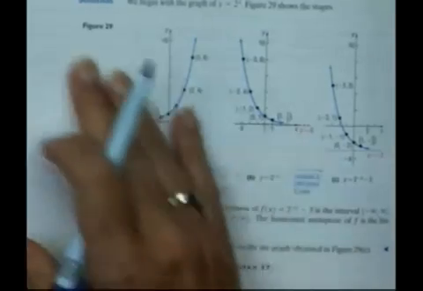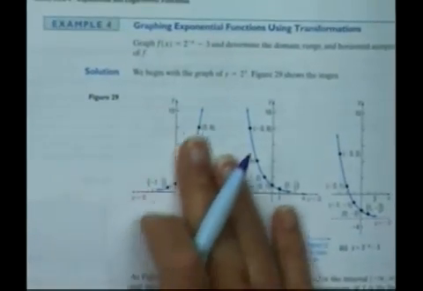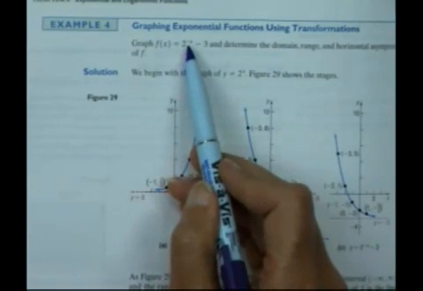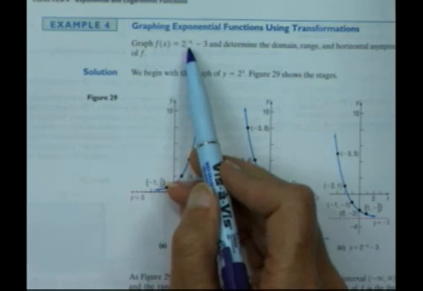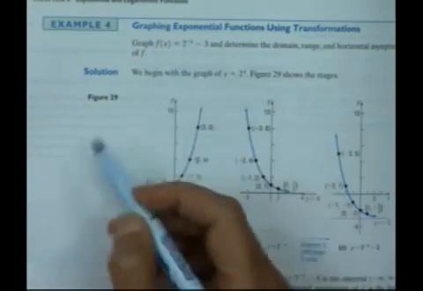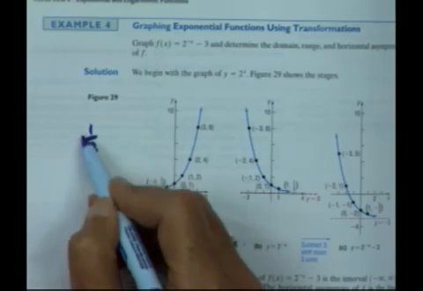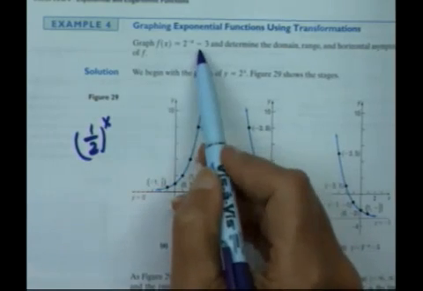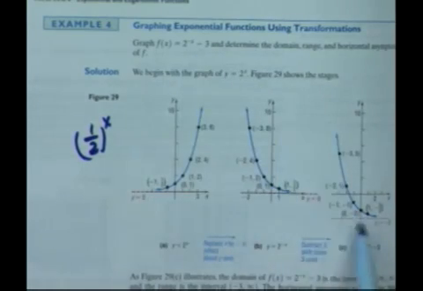Top of page 426, they were doing some transformations of your graph. This was a graph of 2 to the minus x. You could write that as 1/2 to the x. That's how you got your decreasing function. 2 to the minus x is the same thing as 1/2 raised to the x. So you could look at your decreasing function and then just shift it down 3. Okay?